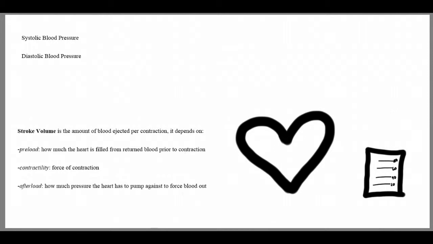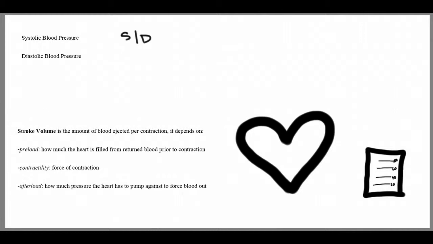Systolic blood pressure is the pressure created when the heart contracts and forces blood into the arteries. Diastolic blood pressure is the pressure that remains in the arteries when the left ventricle is relaxed and refilling. And blood pressure readings are given as systolic over diastolic.